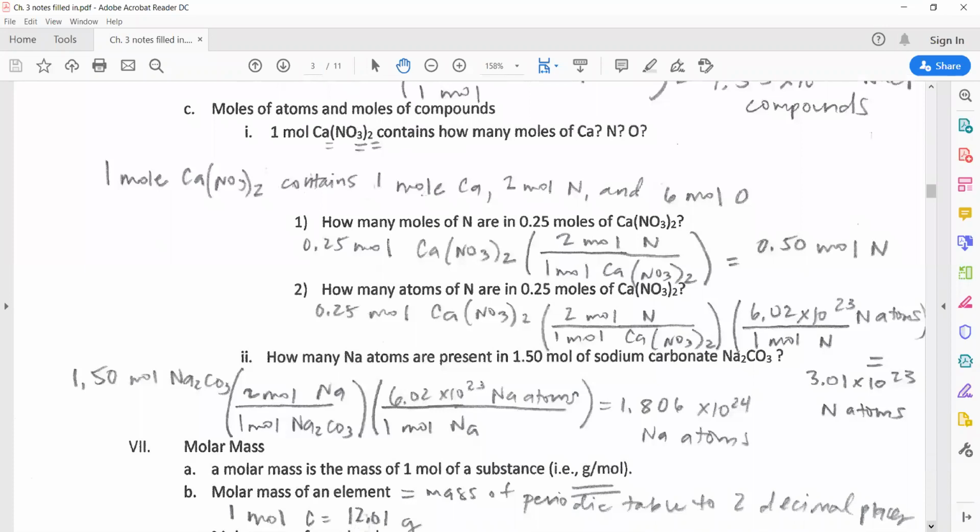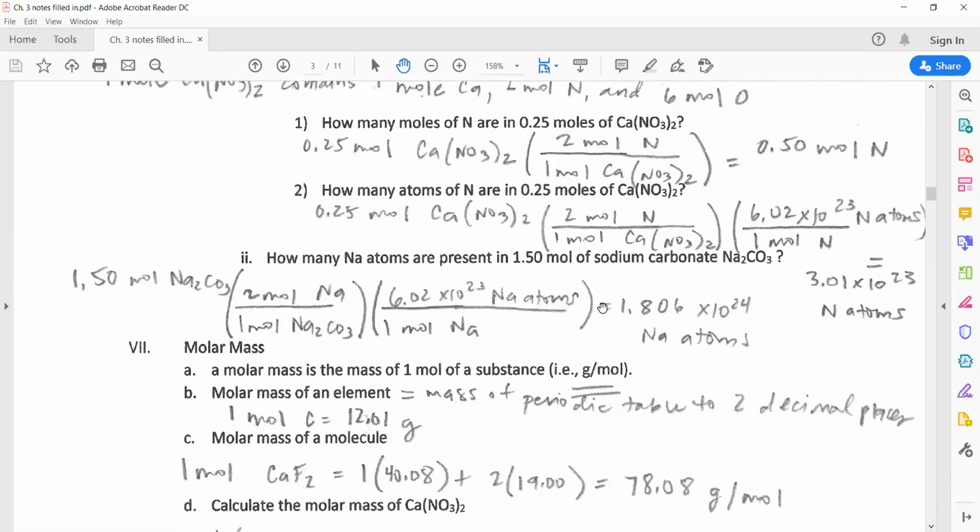And one more that's similar to that: how many sodium atoms are present in 1.50 moles of sodium carbonate? There are multiple ways to do these problems, so if you see it differently, go for it. Just make sure we're getting the same answer. Here's my moles of sodium carbonate. I know that in each mole of sodium carbonate, there are 2 moles of sodium because of the formula. And then I bring moles of sodium to the bottom. And I know each mole of sodium will contain 6.02 times 10 to the 23rd sodium atoms. So then we multiply and divide, and we get to our answer.